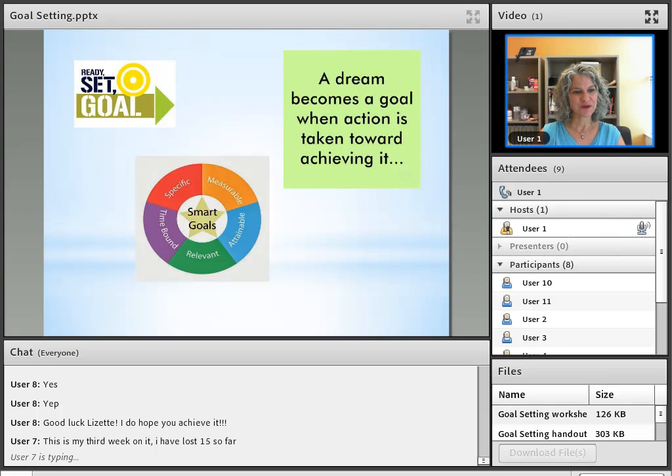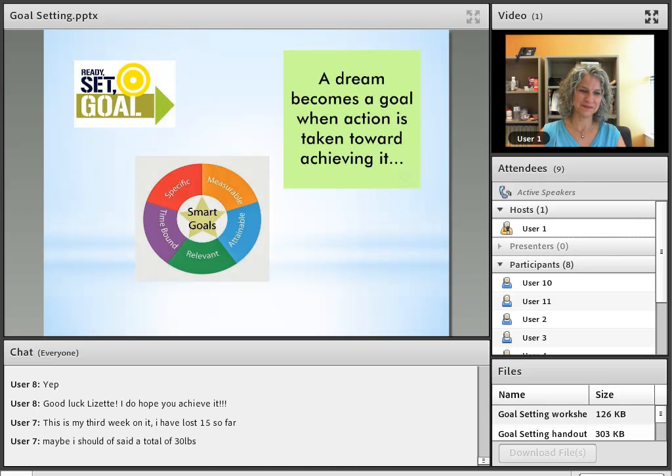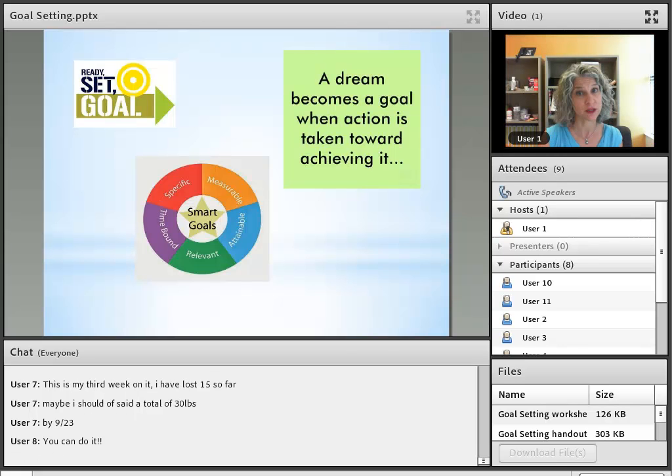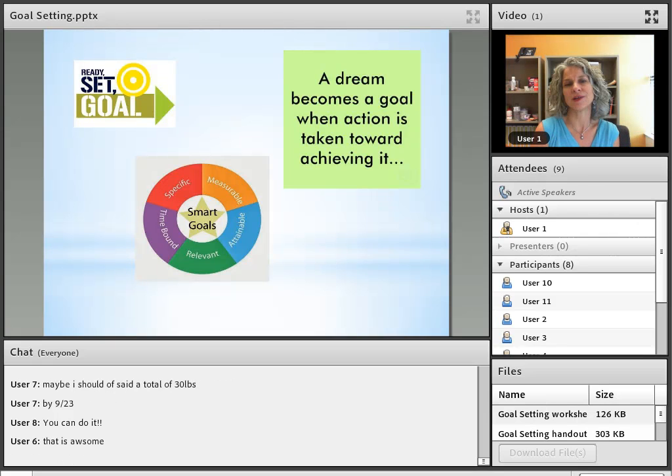Congratulations! Your third week on Optifast, and you've lost 15 pounds so far. Fantastic. Okay. Yeah. So Lizette says she's already lost 15 and she wants to lose a total of 30 by September 23rd. That, in my opinion, changes everything. Yeah, absolutely. Is that attainable, 15 pounds by September 23rd? Absolutely. For all the reasons that people have chimed in and said. Congratulations. That's really great.